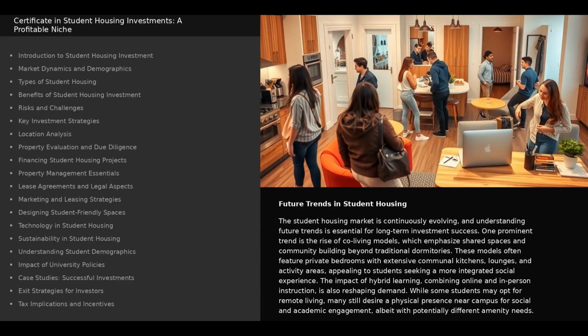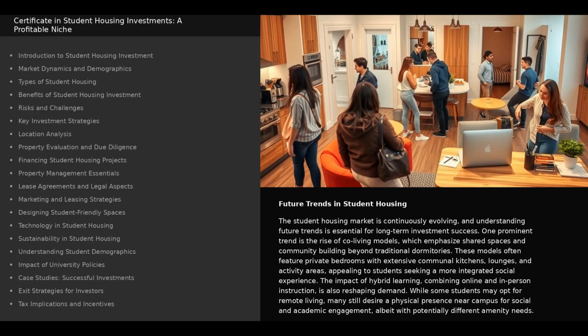Future trends in student housing. The student housing market is continuously evolving, and understanding future trends is essential for long-term investment success. One prominent trend is the rise of co-living models, which emphasize shared spaces and community building beyond traditional dormitories. These models often feature private bedrooms with extensive communal kitchens, lounges, and activity areas, appealing to students seeking a more integrated social experience. The impact of hybrid learning, combining online and in-person instruction, is also reshaping demand.